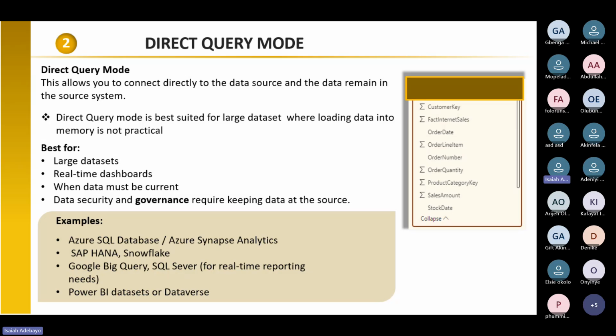When the data must be current, then the fourth point: data security and governance require keeping the data at the source. There are times when some organizations are mindful of their data, and they don't allow you to just have access to any of their data. So you may have some limitations. They will tell you that they are going to allow you to connect to the server, do whatever you want to do, and that's it. We are not giving you our data at all. And the reason for that is because of data security.